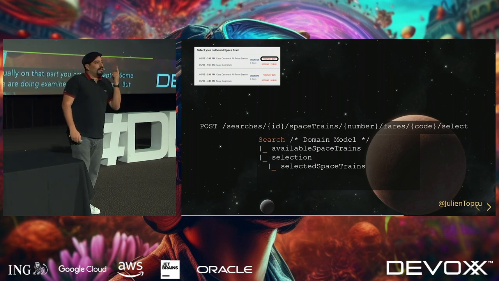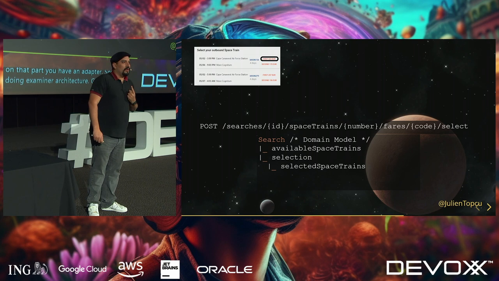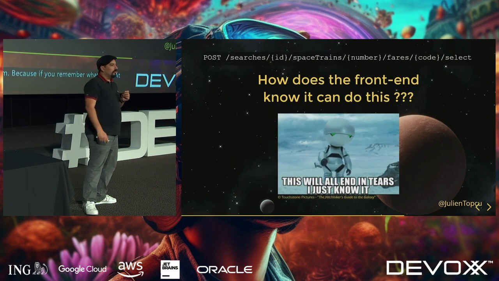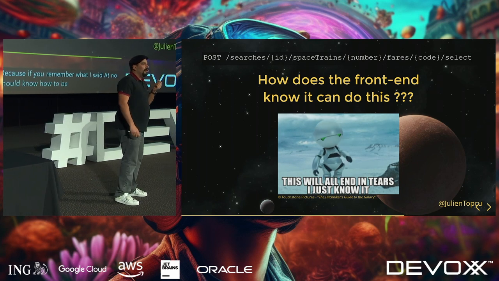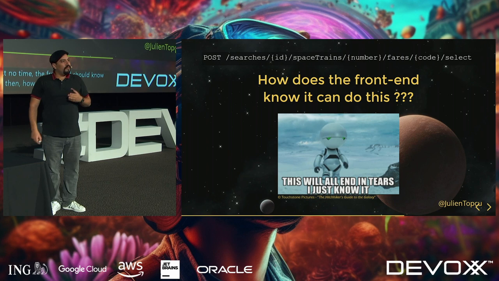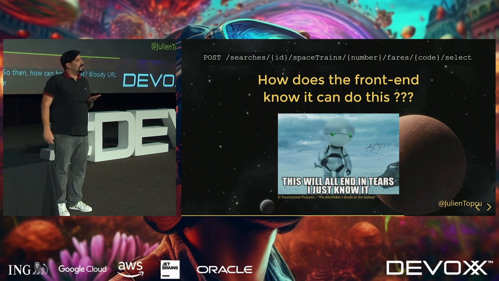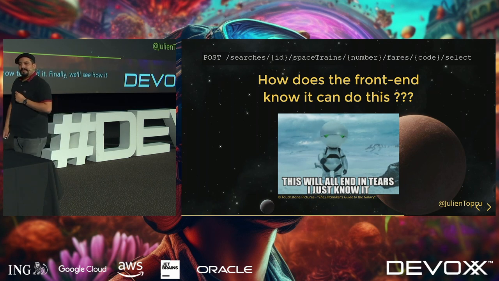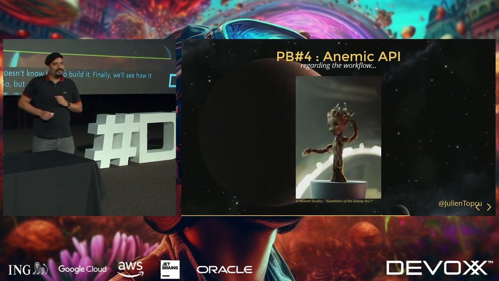But it remains a problem. Because if you remember what I said, at no time should the front end know how to build the URL. So damn, how can it call that bloody URL if it doesn't know how to build it? Finally, we'll see how it works. But yeah, there's a problem before.